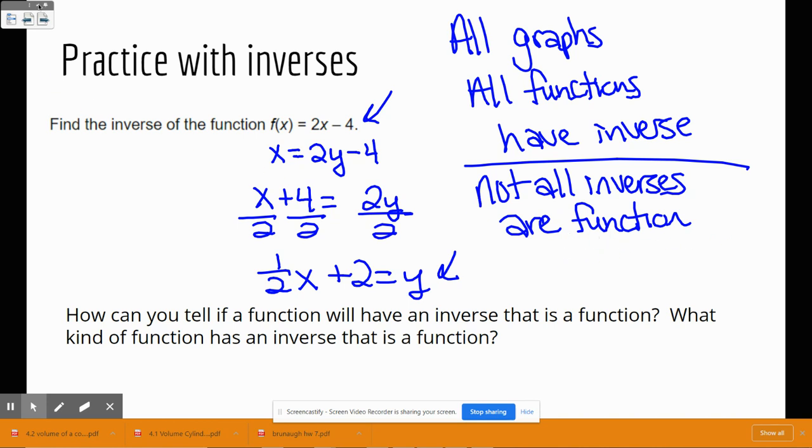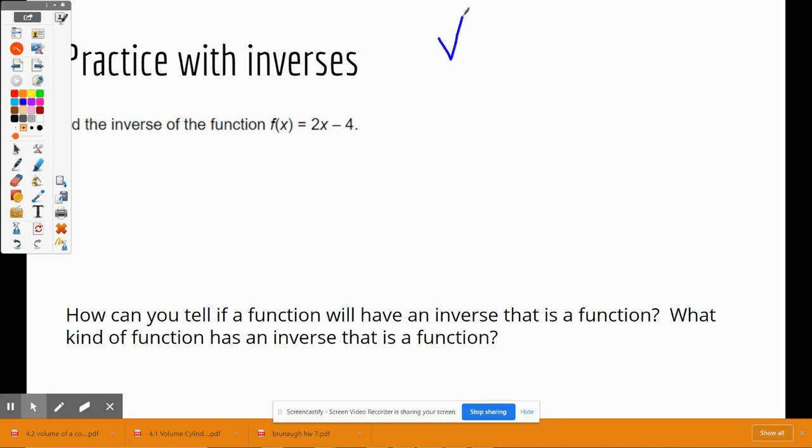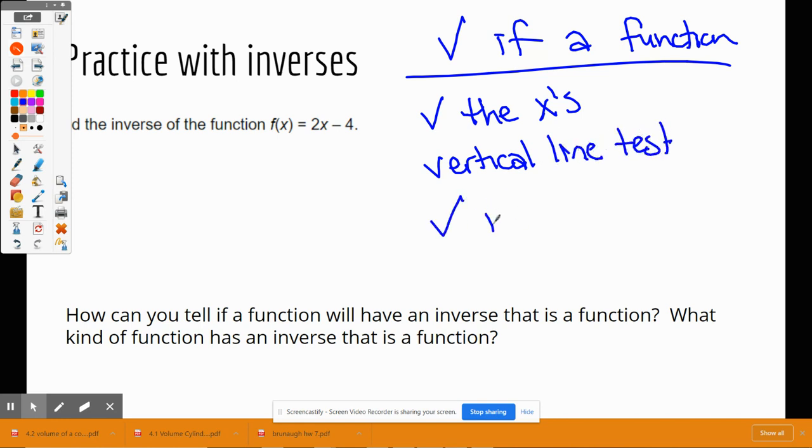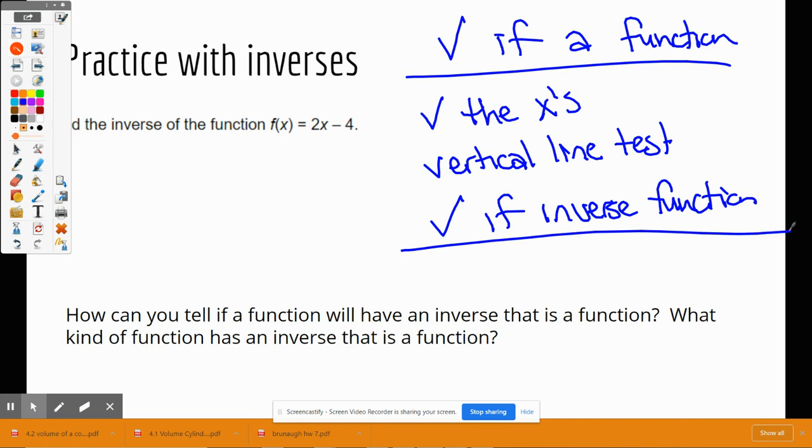And to remember that, first of all, how could you check if something is a function? There were a couple things you could do. You had to make sure that each x had one y. So we could check the x's. And if you had a graph, you could do what we call the vertical line test. Now, because an inverse switches the x and y, to check if the inverse was a function, we could check the y's instead of the x's. Or you could do the horizontal line test.